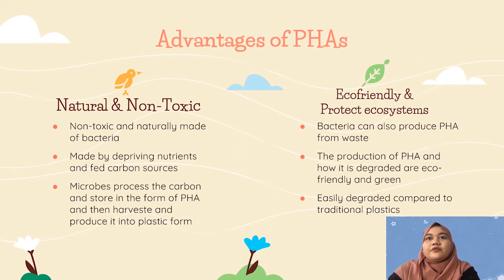The advantages of PHA. PHA are non-toxic and naturally made by bacteria. It is made by depriving nutrients and offering carbon sources, microbes process the carbon and store it in the form of PHA. It is then harvested and produced into plastics. PHA also is an eco-friendly biopolymer. It can be produced from waste. The production of PHA and how it is degraded are eco-friendly and green.